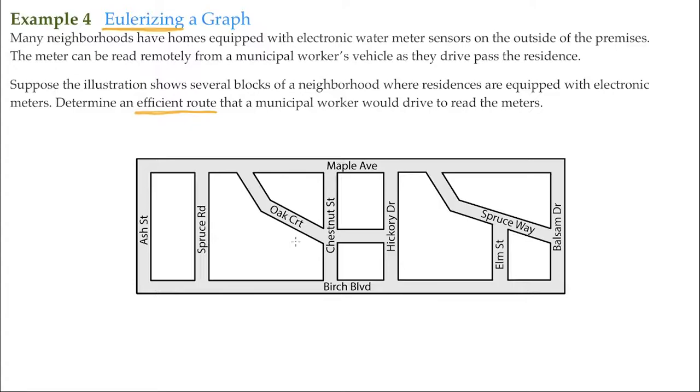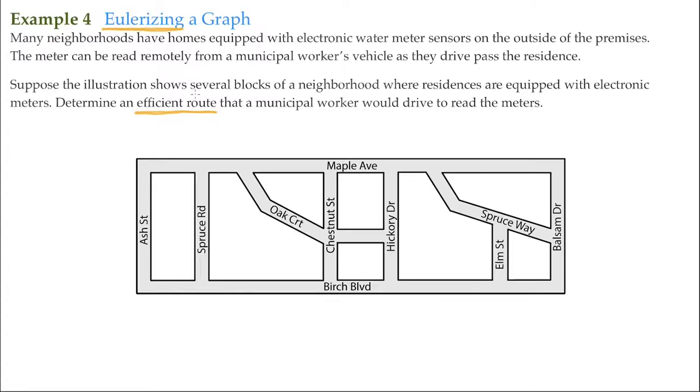For it to have an Euler circuit, all the vertices have to be even degree, and they're not. We could see that some of these are going to be odd. And for it to have an Euler path, exactly two have to be odd. And of course, that won't be the case here. So an efficient route is where we don't want the municipal worker driving over streets more than once or twice. So we're going to Eulerize the graph in order to keep that from occurring.